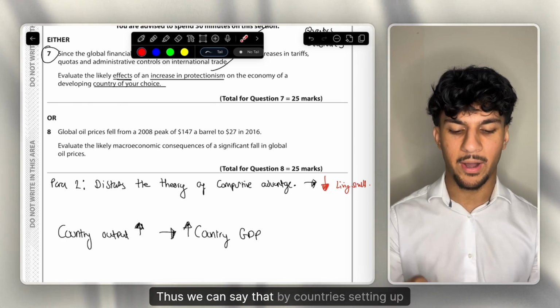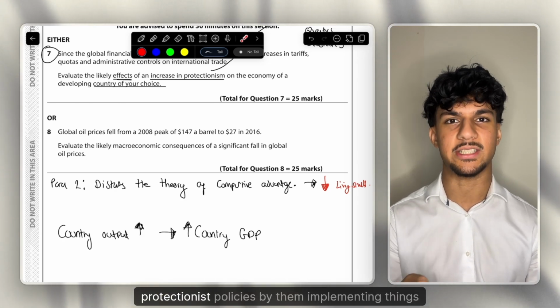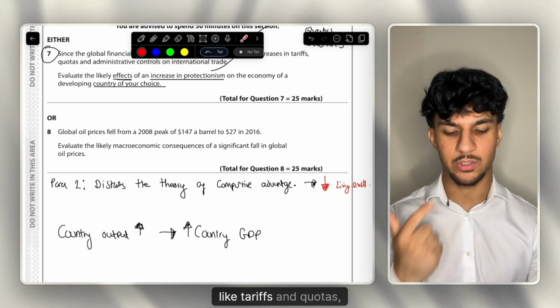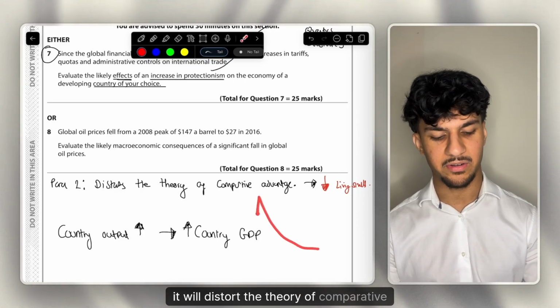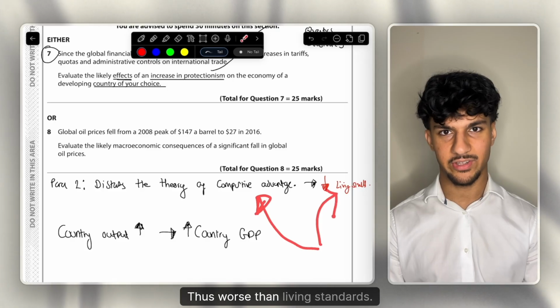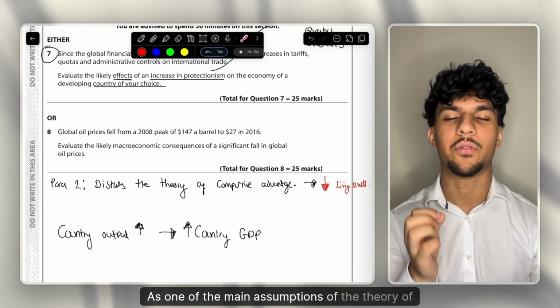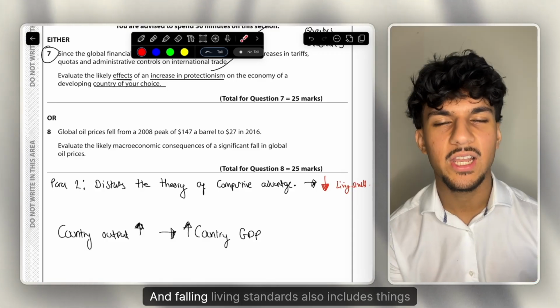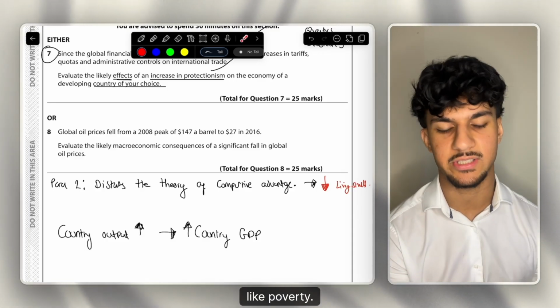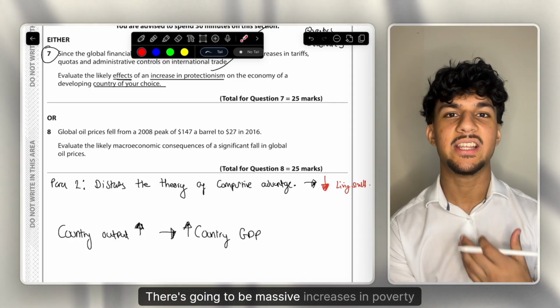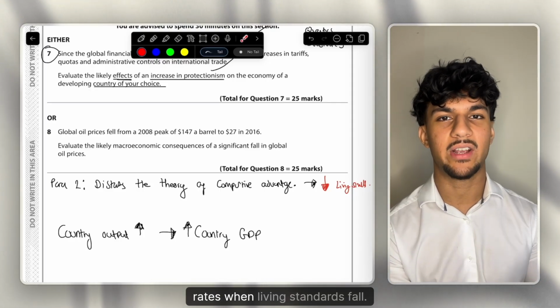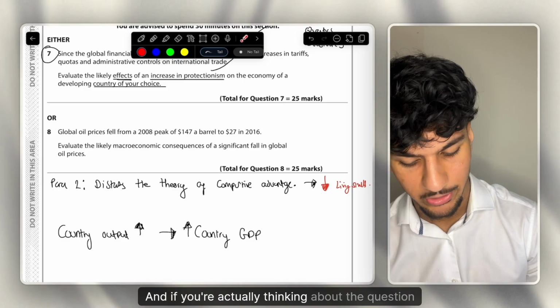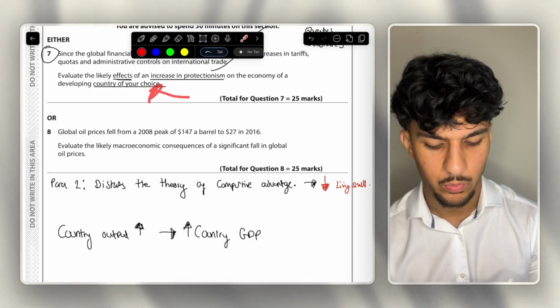Thus, we can say that by countries setting up protectionist policies, by implementing things like tariffs and quotas, it will distort the theory of comparative advantage, thus worsen living standards, as one of the main assumptions of the theory of comparative advantage is that there are no trade barriers. And falling living standards also includes things like poverty, because there's going to be massive increases in poverty rates when living standards fall.